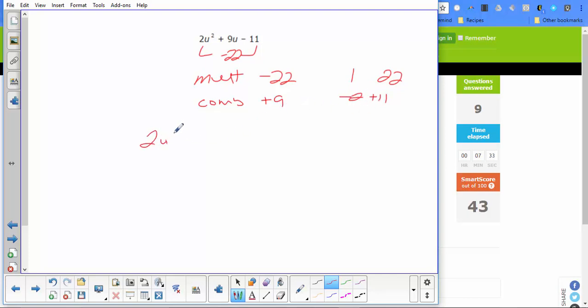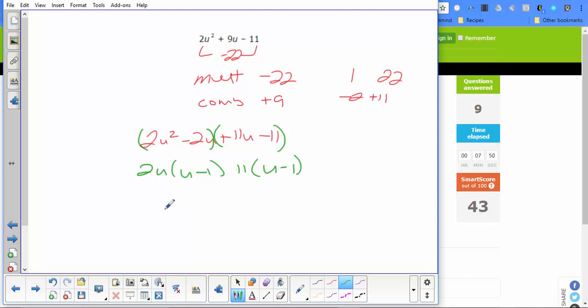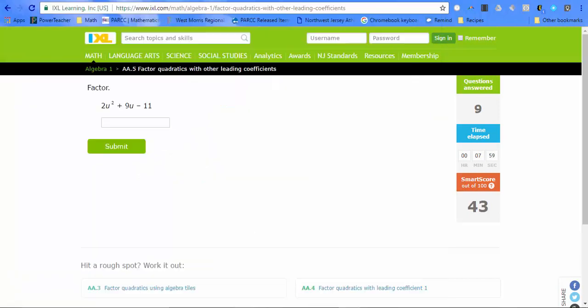So 2u squared minus 2u plus 11u minus 11. Now we can group it. Our GCF here is 2u, leaving us u minus 1. Over here we would use 11 times u minus 1. So 2u plus 11 times u minus 1. So we'll put that in IXL and see what they give us next.